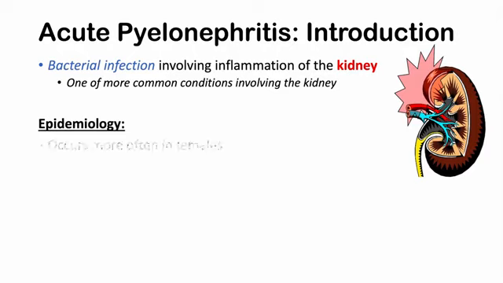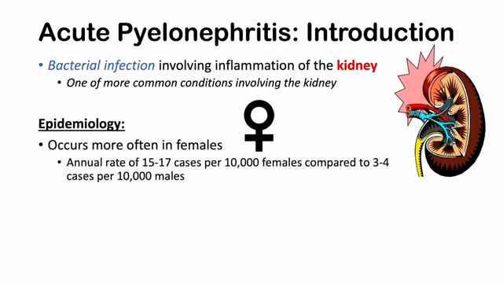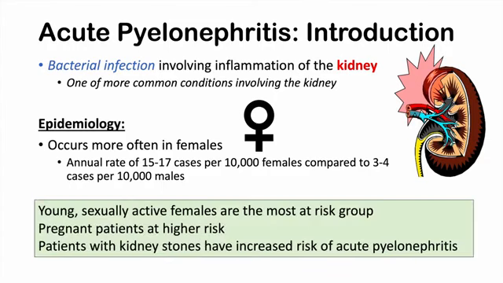What is the epidemiology of this condition? It occurs more often in females, and we can see that in the estimated annual rate of cases. So for females, it's 15 to 17 cases per 10,000 per year, and that compares to 3 to 4 cases per 10,000 in males.